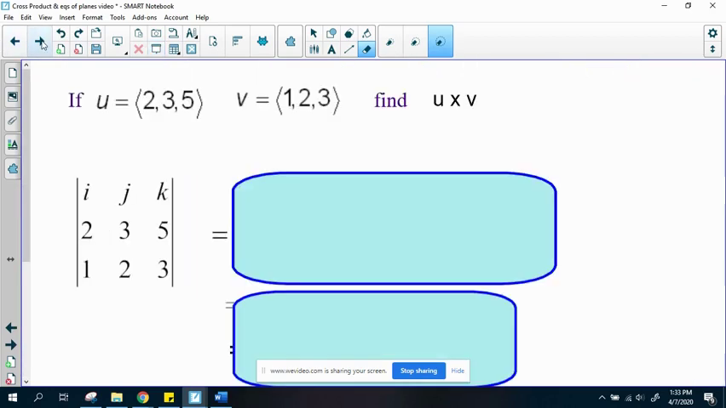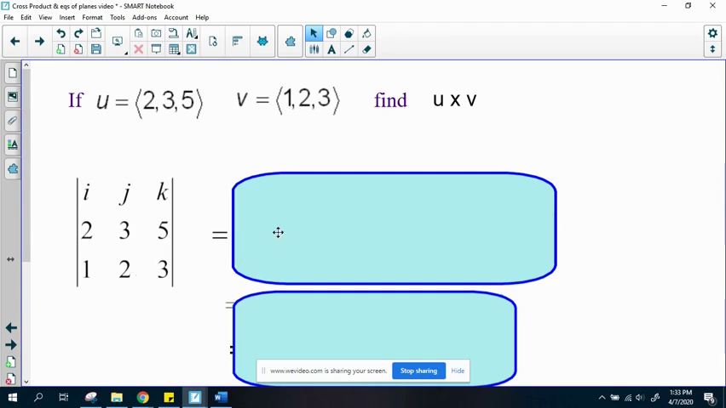Okay, so let's see an example. I'm going to give you two vectors, and I want you to cross them, u and v. The first thing you're going to do is set up your 3x3 determinant. The top row is always going to be ijk with 3 dimensions, the middle row is the first vector that you're crossing, and the bottom row is the second, just their coefficients.